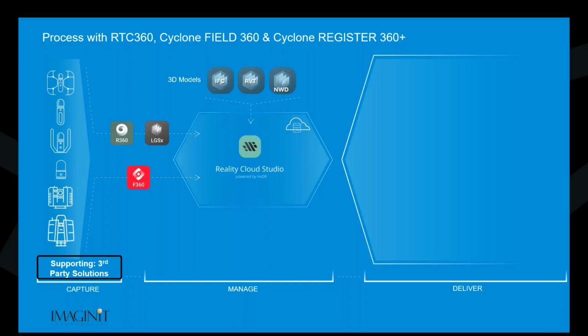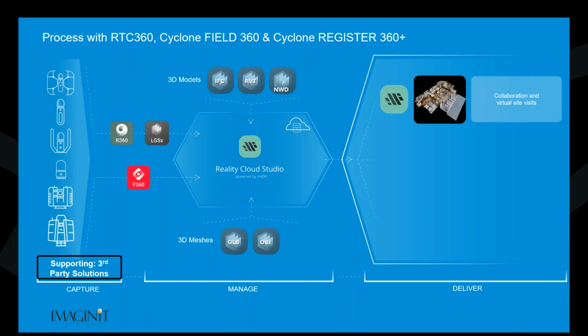Okay. 3D models. If I want to add in my Revit model, my NWD, which is my Navisworks files, my IFC files, I can have those stored up in Reality Cloud Studio and also combine them with some of my point cloud models. I can store 3D meshes. OBJs and GLB files can all be stored up in Reality Cloud Studio. And again, I can just upload those into Reality Cloud Studio.